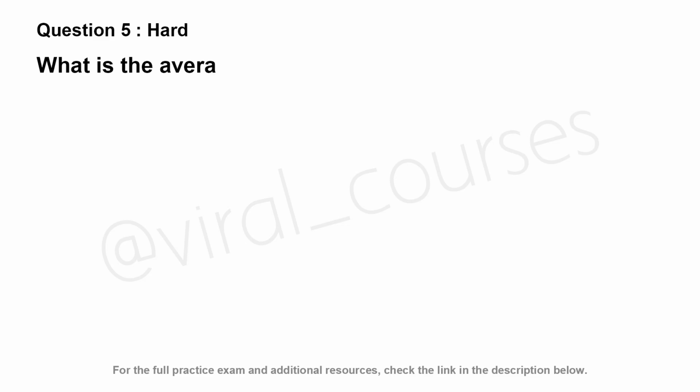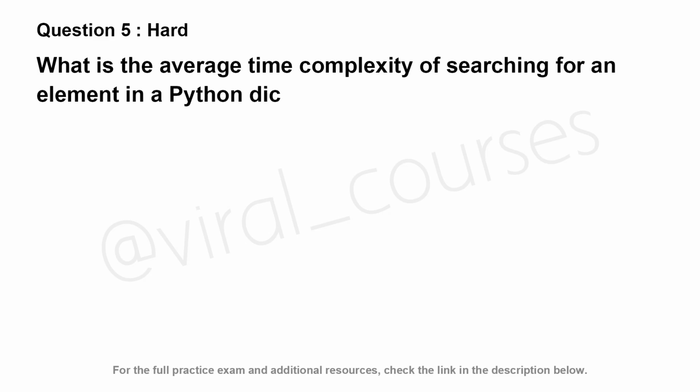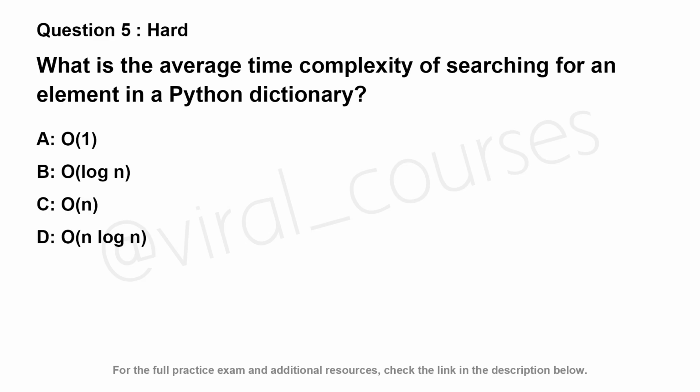What is the average time complexity of searching for an element in a Python dictionary? Option A, O(1). Option B, O(log n). Option C, O(n). Option D, O(n log n).